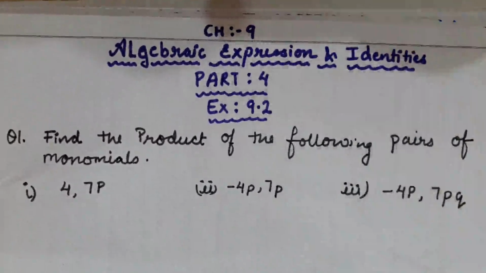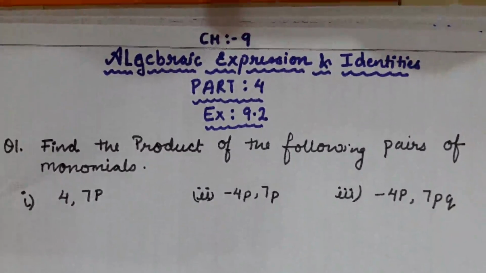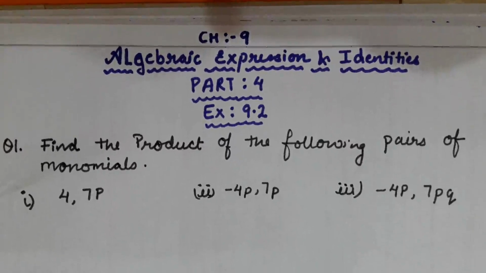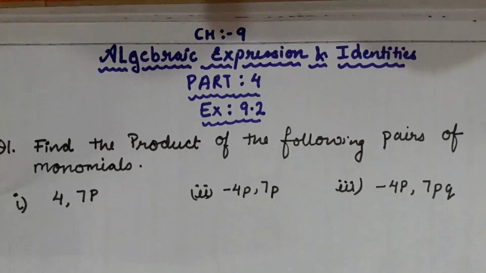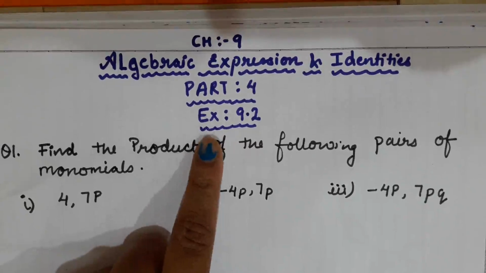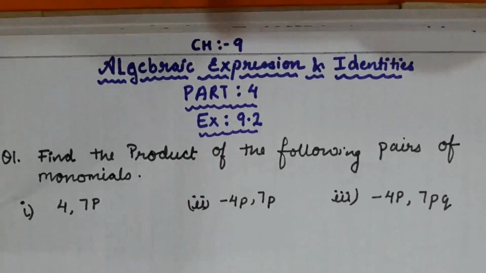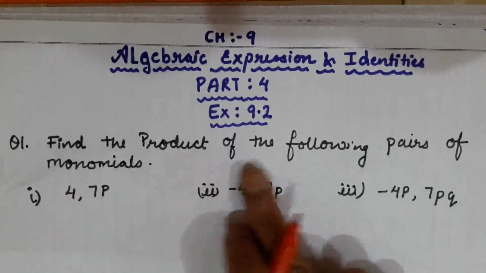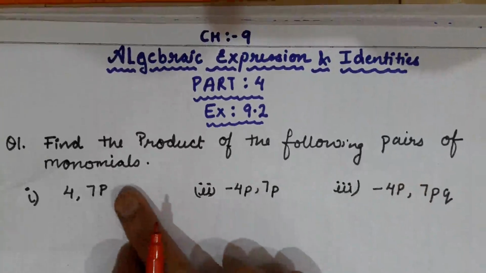Children, this is part 4 from chapter number 9, algebraic expressions and identities. So we are going to start with a new exercise, that is 9.2. Our very first question from this exercise is: find the product of the following pairs of monomials.